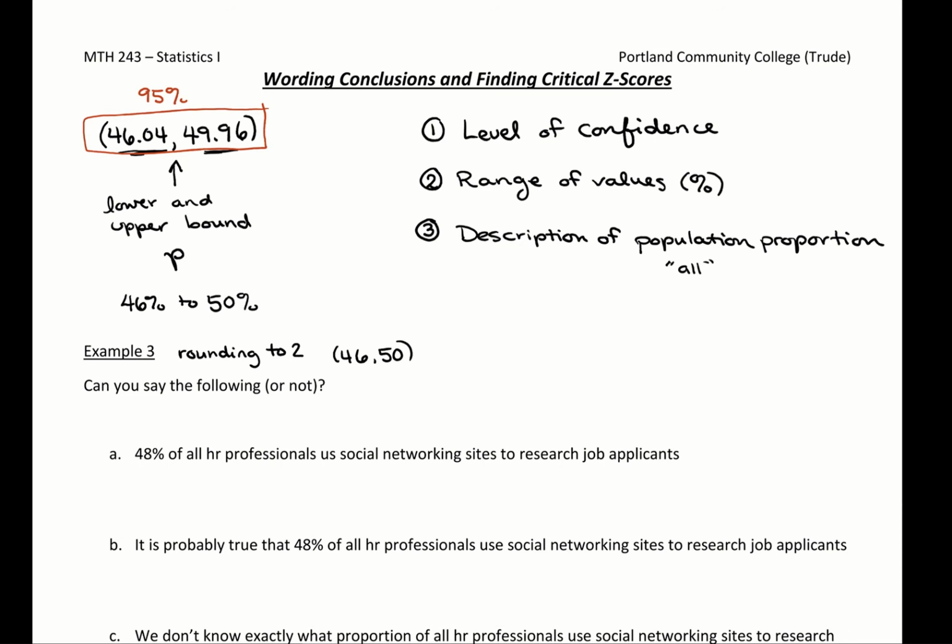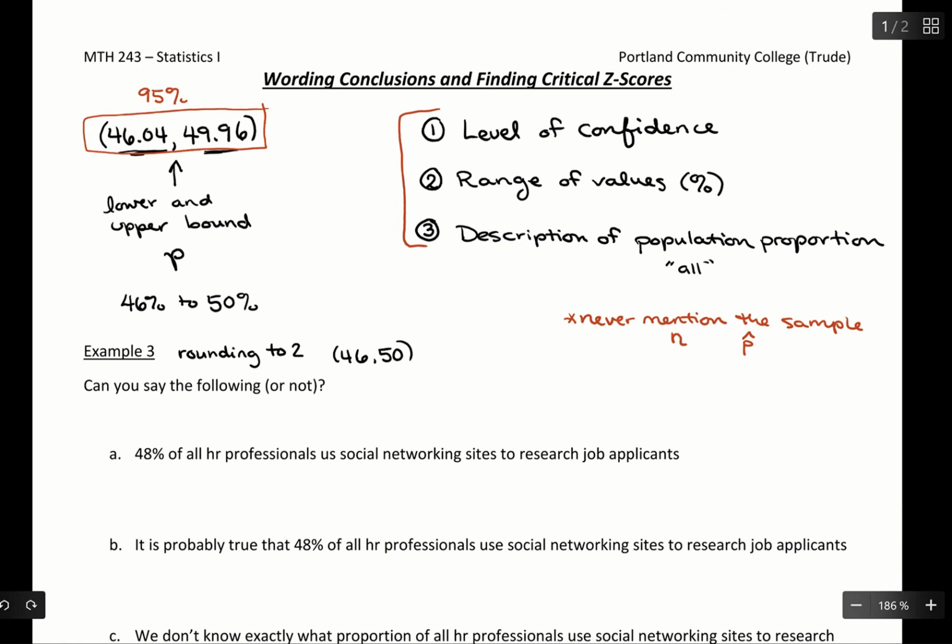So we need those 3 pieces in our wording for our conclusions. And the key thing is just never mention the sample. You don't need to mention the sample size, so you don't need to mention n. You don't want to mention your sample proportion. Those are irrelevant once we get to our confidence interval. All we want to talk about are these 3 pieces.